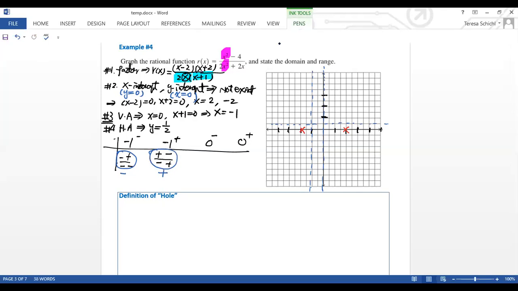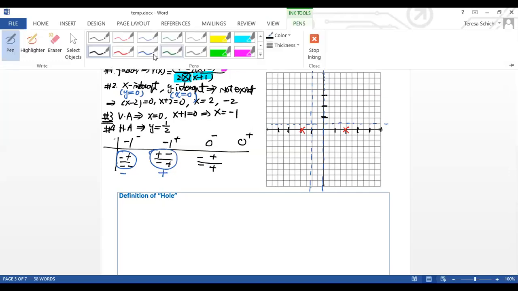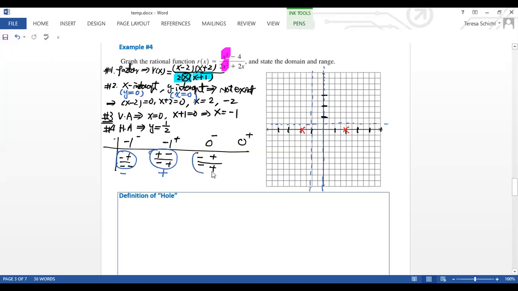Okay, let's take a look from the left-hand side of zero, right? Left-hand side of 0, 0 minus 2 is negative, 0 plus, so this is a positive. So this is a negative, and this is a positive, right? So negative, positive, negative, positive. So what do I have here? I have a positive also.